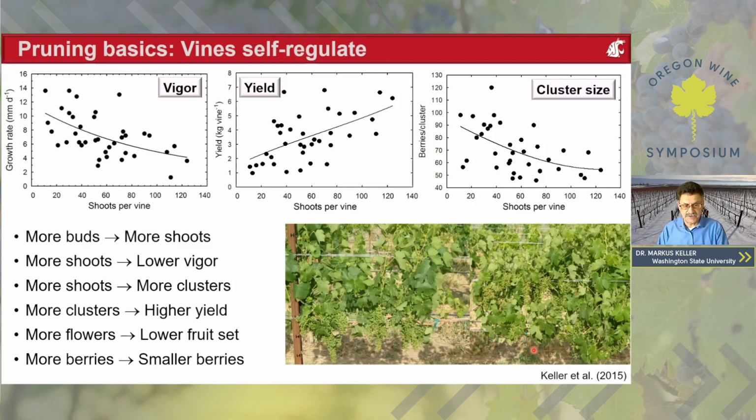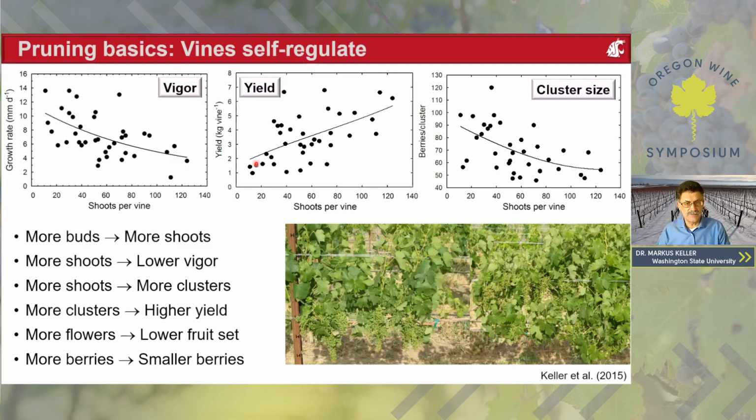We did this experiment a few years ago where we pruned Merlot vines anywhere from 10 to about 130 or 140 buds per plant. So a huge variation in bud number. And you can tell when you look at these pictures or graphs up here, the vigor per shoot, the growth rate of each individual shoot, decreases as the bud number increases. And of course, this is because the number of shoots increases as the bud number increases.